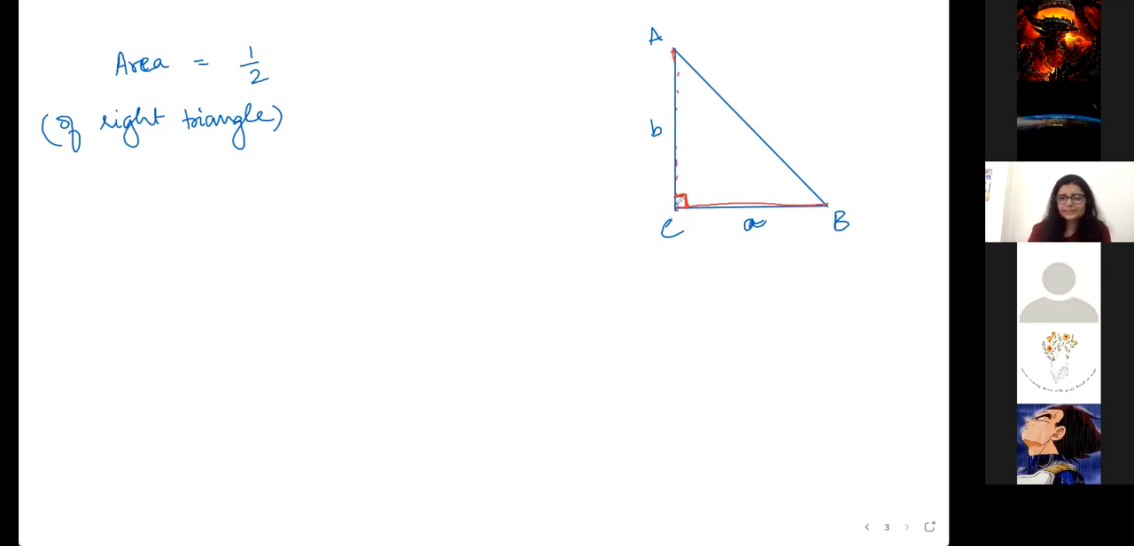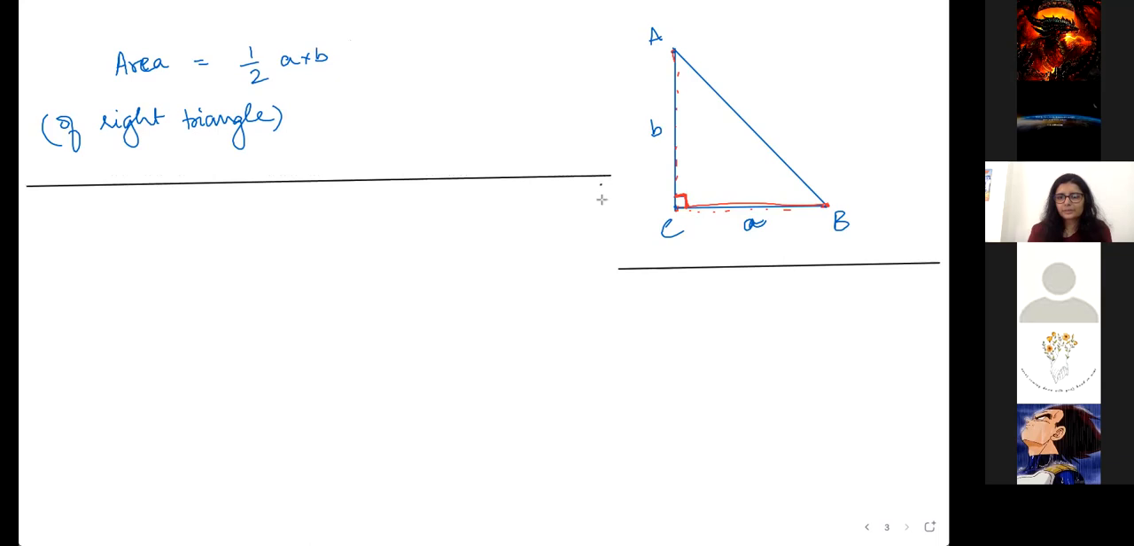And if you take B as the base, then if you want the altitude from the vertex, it will be the same as this side BC. So essentially it'll be half into A into B. So basically half into the product of the perpendicular sides. Other than the hypotenuse, whatever sides you have, just multiply them and you'll get the area of a right triangle. It's pretty straightforward. So these are a couple of special types of triangles. And then we look at some four-sided figures.